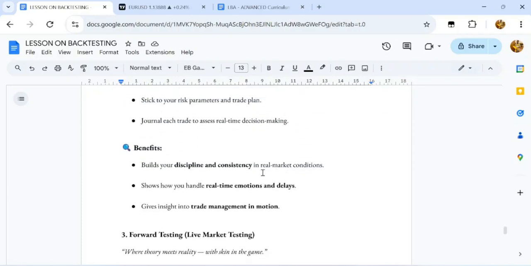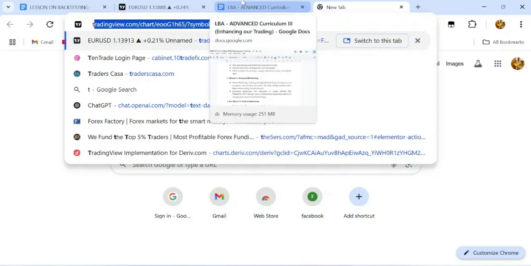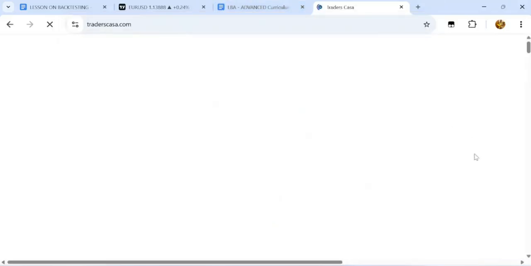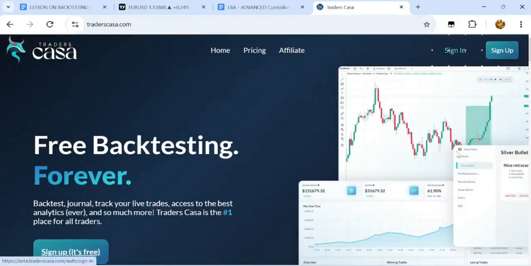In this live testing, let me also give you an update on an app that can give you free testing. On TradingView, you can only test the daily time frame, right? Yes, but with this platform you will test the lower time frames as well. The name of the platform is called Traders Casa.